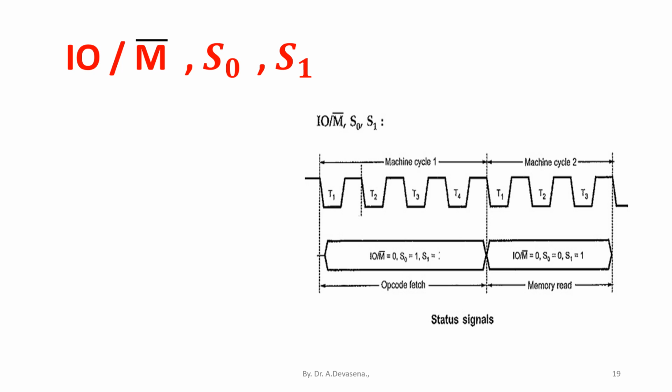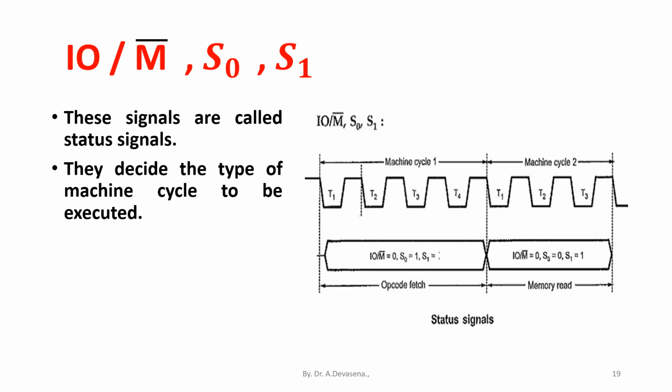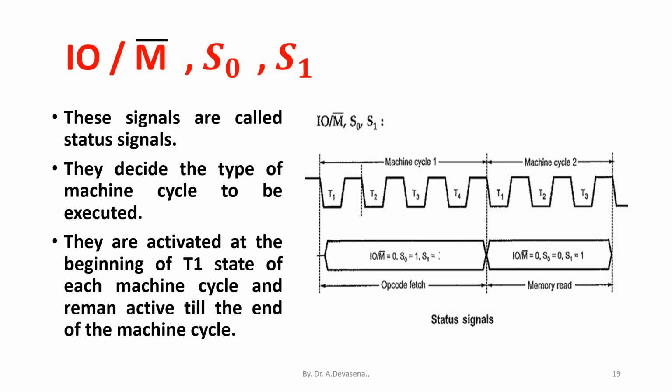IO/memory bar, S0, S1. These signals are called status signals. They decide the type of machine cycle to be executed. They are activated at the beginning of the T1 state of each machine cycle and remain active till the end of the machine cycle.